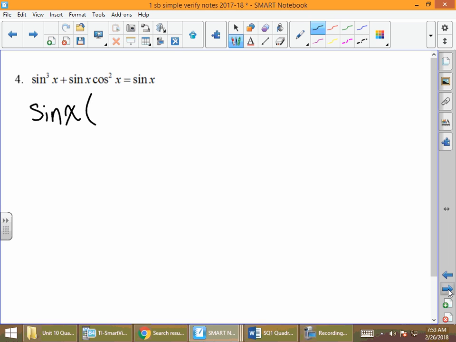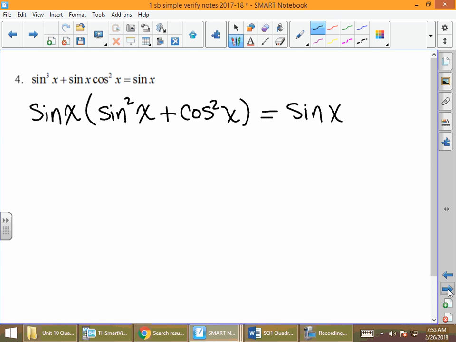We're going to factor out the greatest common factor, sine of x. When we do, we had 3 sine x's, we took out 1, which means that now we have 2 sine x's. In our second term here, we had 1 sine x and we factored it out. So now we're left with cosine squared of x, and we're trying to turn this entire equation into sine x. We're trying to turn the left side of the equation into the right side of the equation.